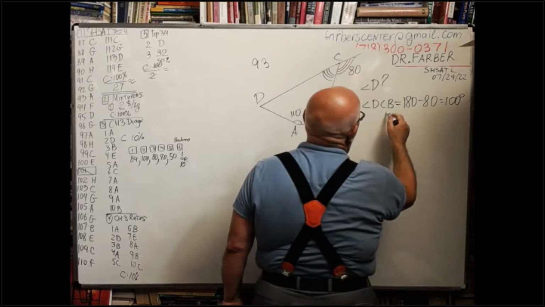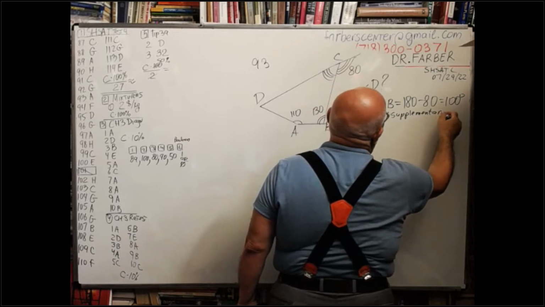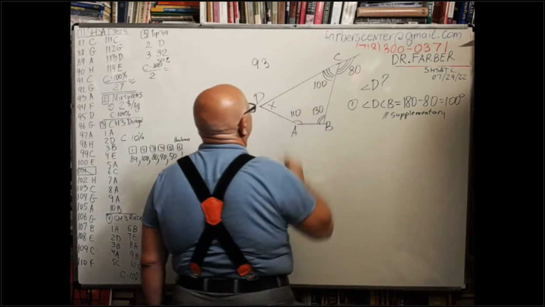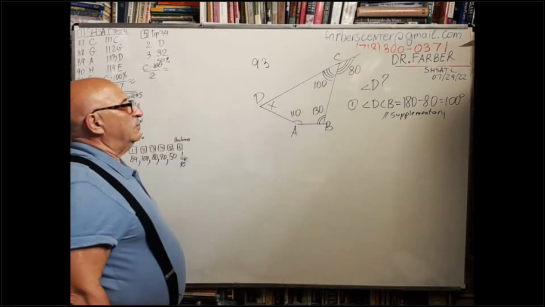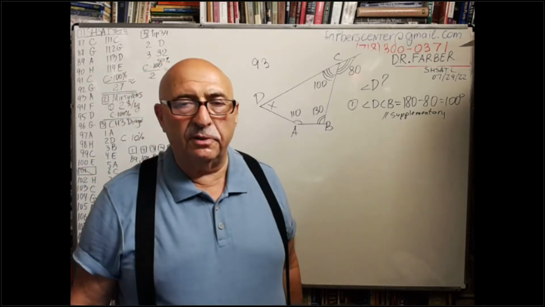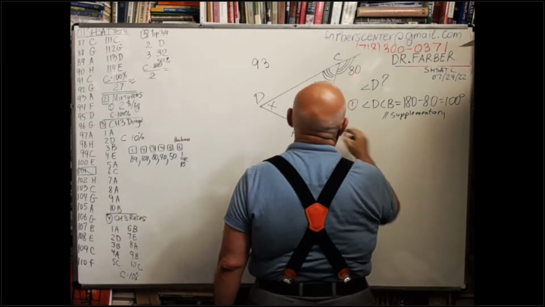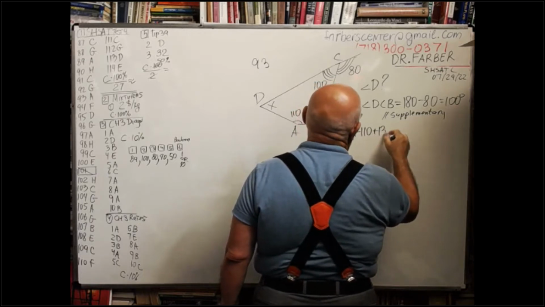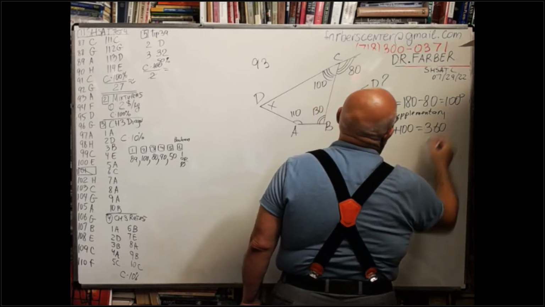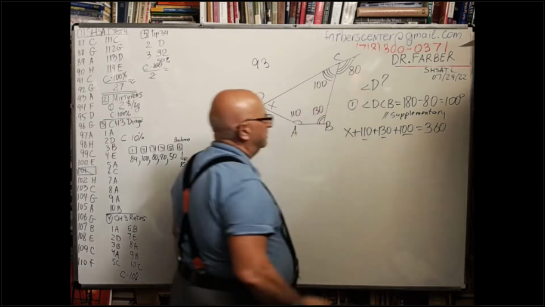You can make some notes here. Supplementary. So this is 100 degrees. And this is X. Well, from fourth grade, you know the total of inner angles of any quadrilateral is 360 degrees, right? So add them up. X plus 110 plus 130 plus 100 equals 360 degrees. If you combine like terms, you can easily find X. This will be the answer.